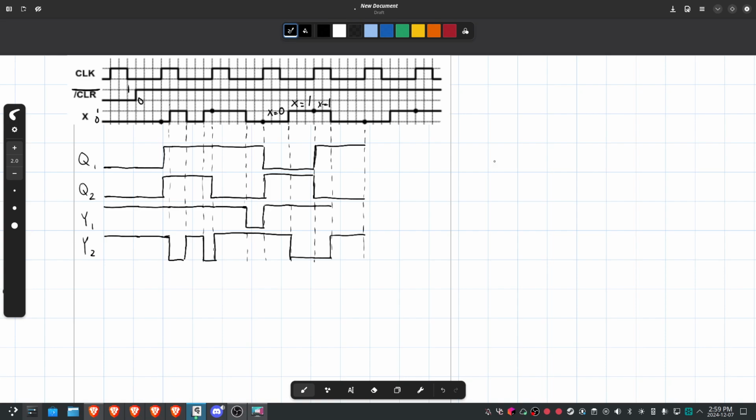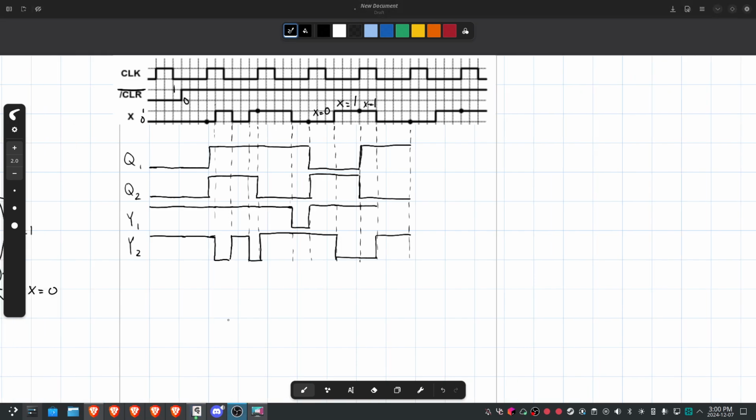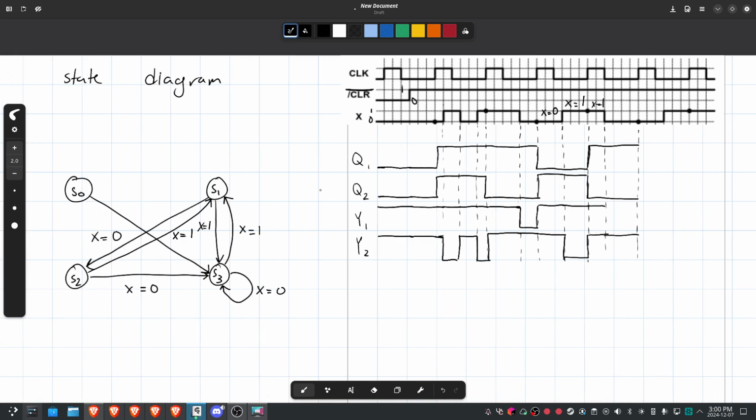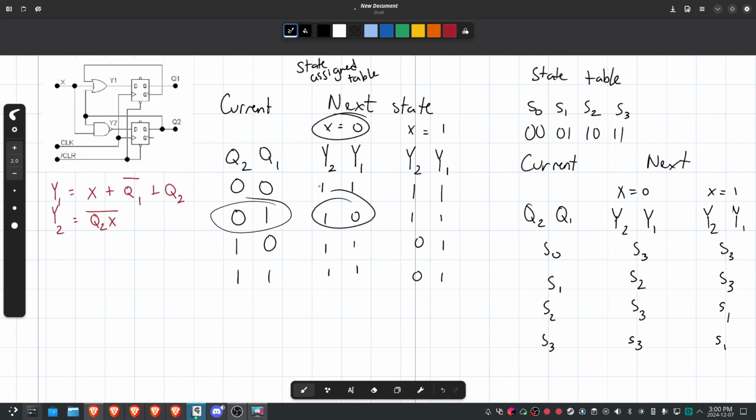Sorry, one second here. My bad. I just realized this part here is wrong. This should be 1 and 1. There you go. Right, because X1 is 1, Q1 is 1, and Q2 is 0. Both should be 1. Anyway, Y2 is 1, Y1 is 0.